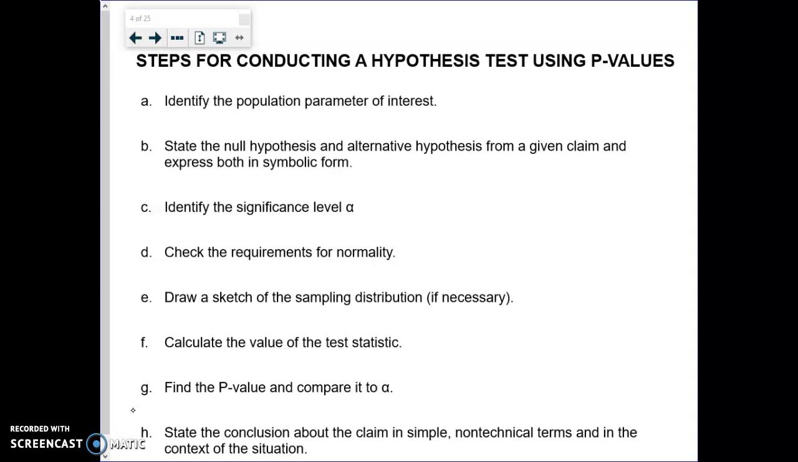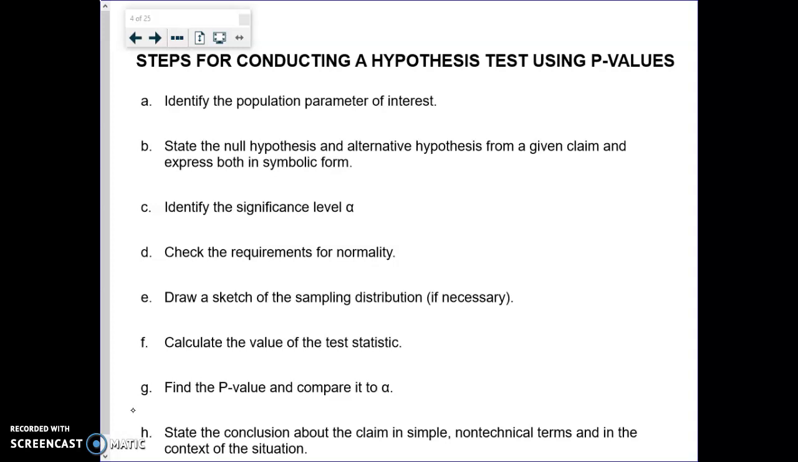So again, what we're going to start with is parts A and B. We're going to identify the population parameter of interest. And that's going to be easy because this whole target, we're talking about population means, claims about a population mean. Now, if this were a test, and by the way, next target will be about a population proportion, but if this were a test where we're mixing them together, that's something you would have to do: figure out what type of population parameter am I talking about.